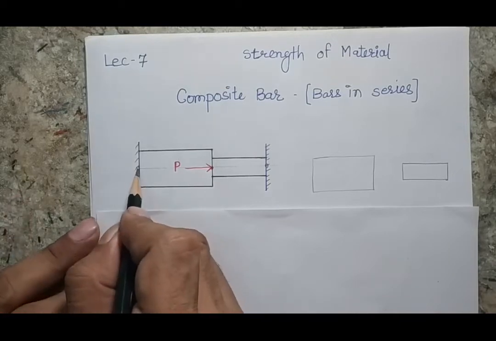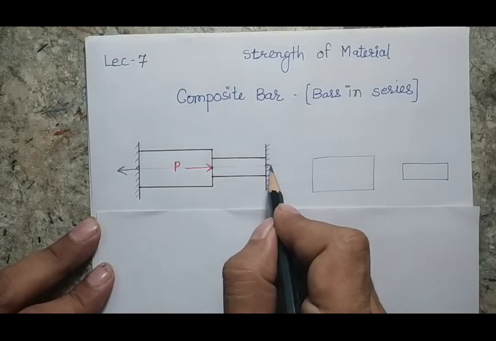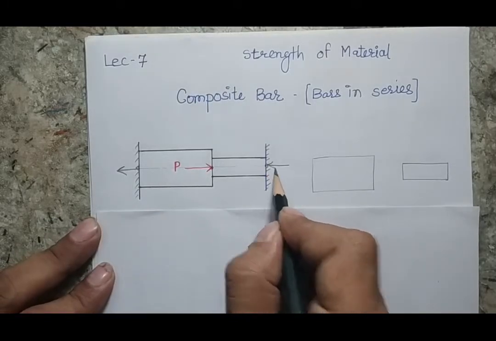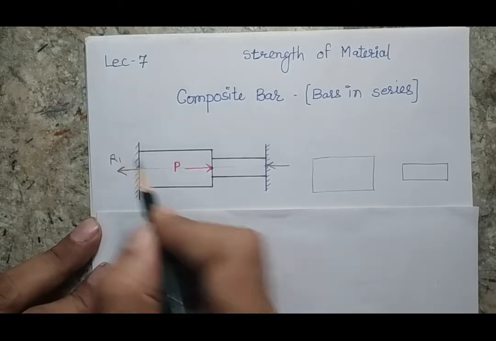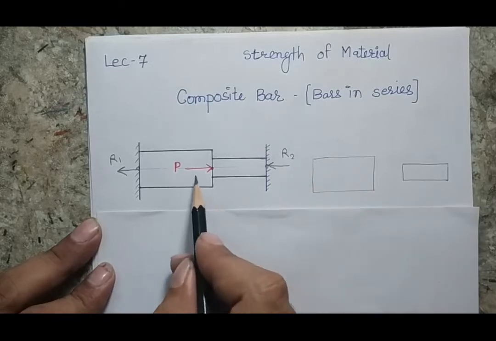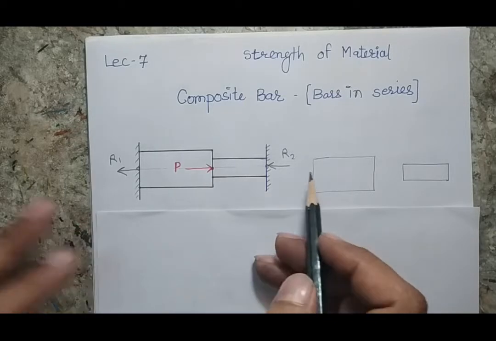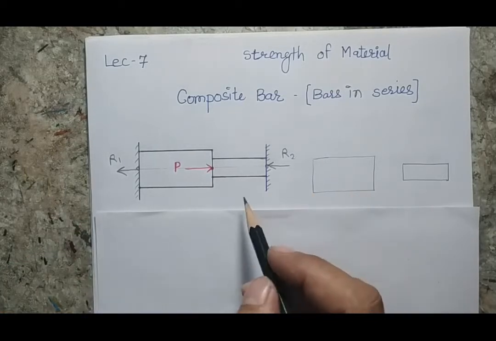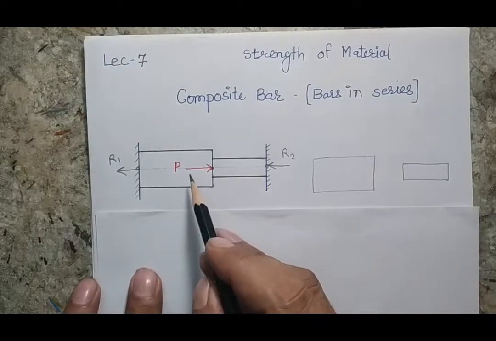I am just showing you how you can solve this problem. What is the first step? You can assume reactions at the two ends. Normally I consider the reactions in the same direction, irrespective of whether the force direction is left or right. I generally assume the direction of the reactions the same, maybe rightward or leftward. Now I have to start making the free body diagram of each section, each bar.